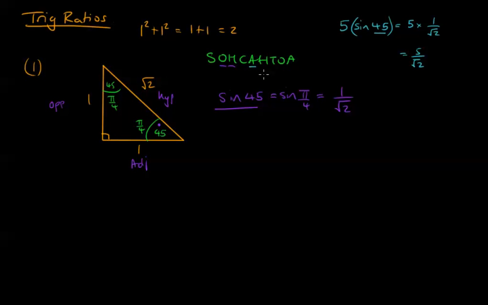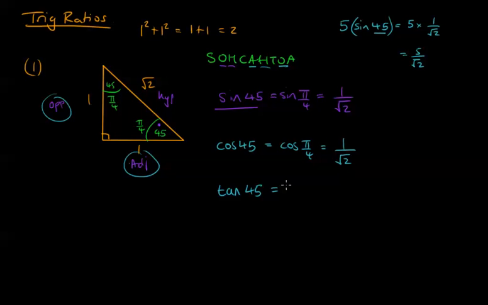All right, let's go through the others. Cosine 45, or cosine of pi over 4, equals the adjacent, which is 1, divided by the hypotenuse, which is root 2. So cosine 45 is the same as 1 divided by root 2. And then the last one, tan 45 would be the opposite over adjacent, so the opposite is 1 and the adjacent is 1, so 1 divided by 1 is 1. So tan 45 is 1, and tan of pi over 4 would also be 1 if you got your calculator set up in radians.